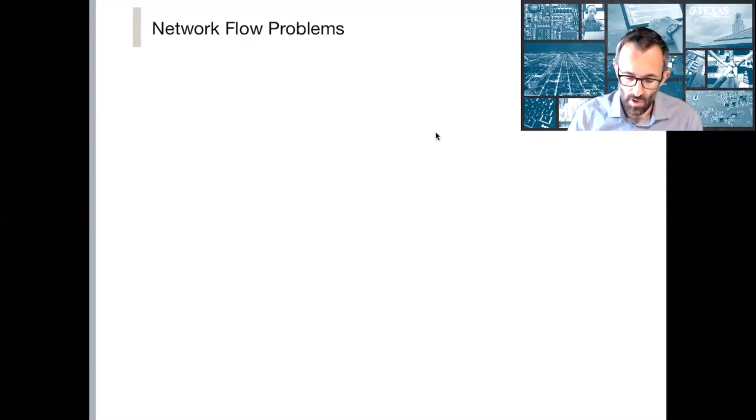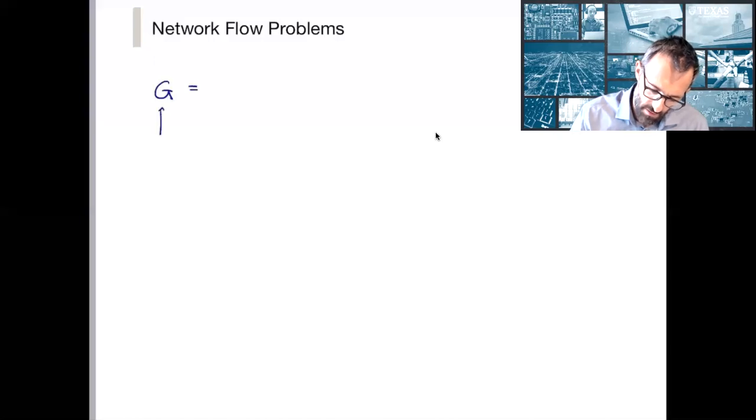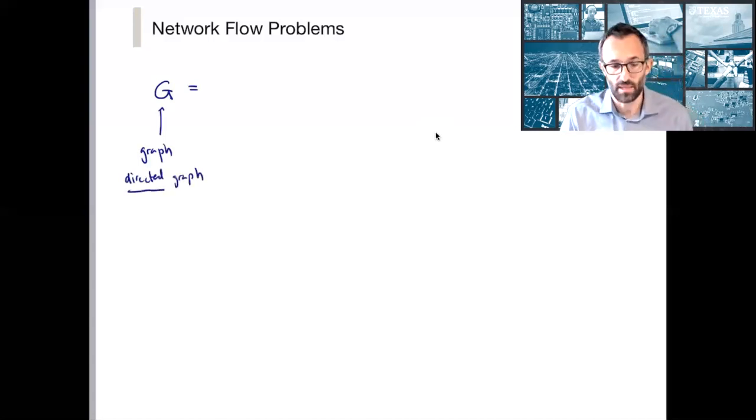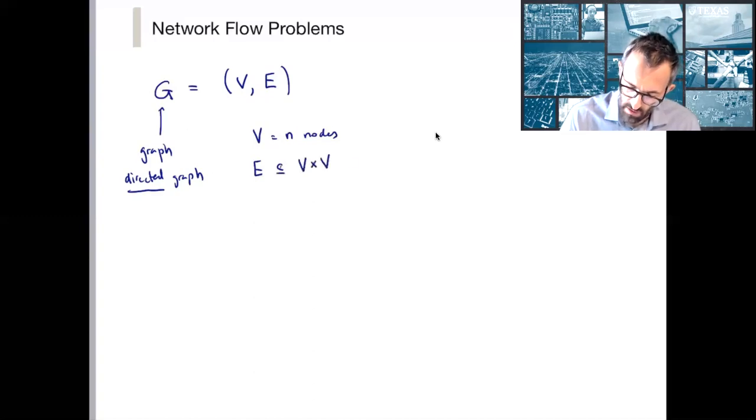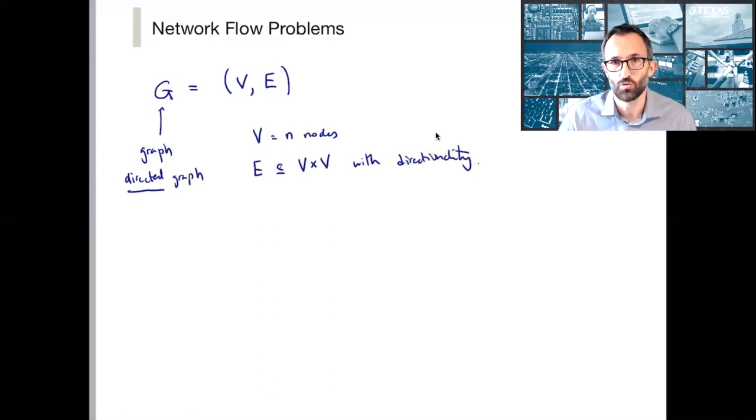So the basic object that we care about is a graph. G is a graph, and most often, at least in the beginning, we're going to be talking about a directed graph. That means that it is made up of nodes and a bunch of arcs, so edges that have a direction. So V, let's say we have n nodes, a collection of n nodes, and then E is some subset of V cross V with directionality. So edge (1,2) being in a graph is different from edge (2,1) being in a graph.